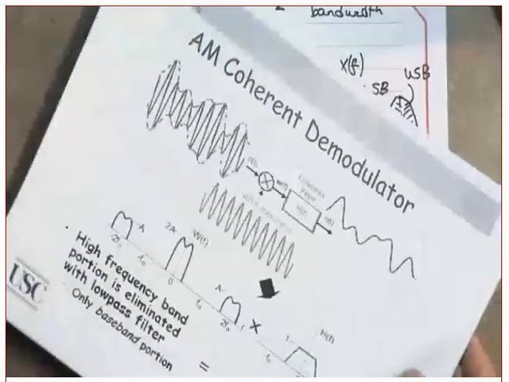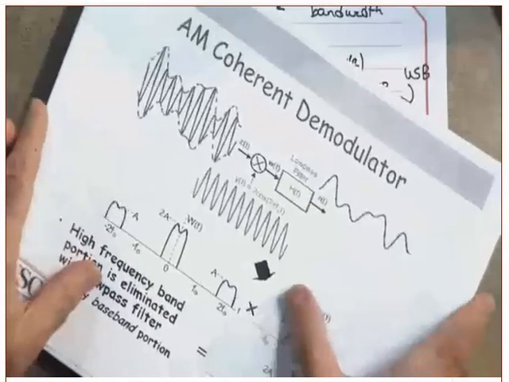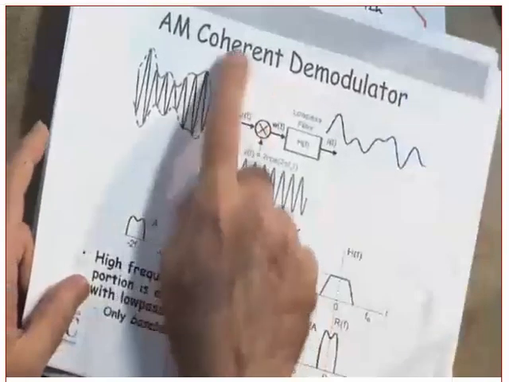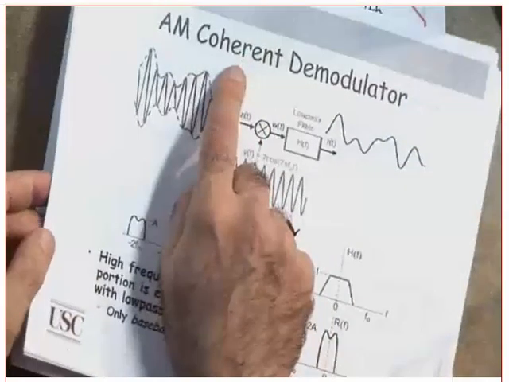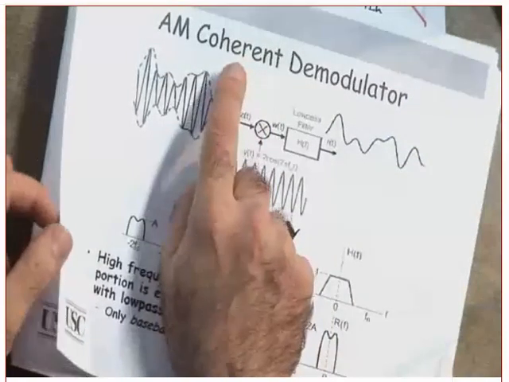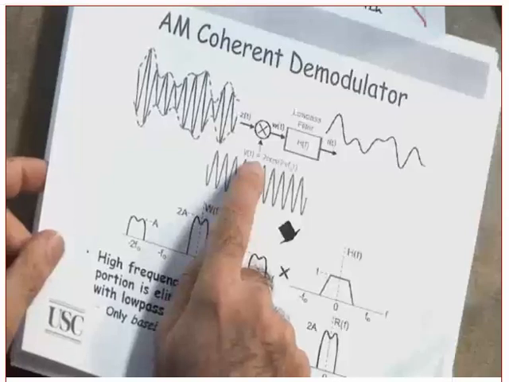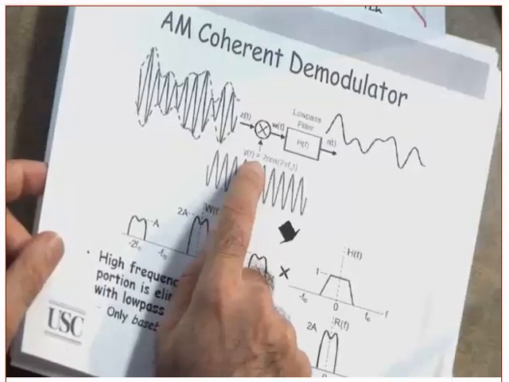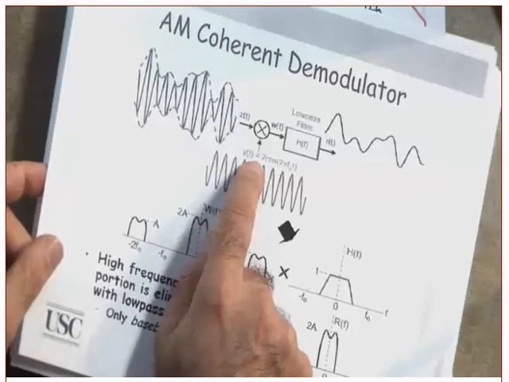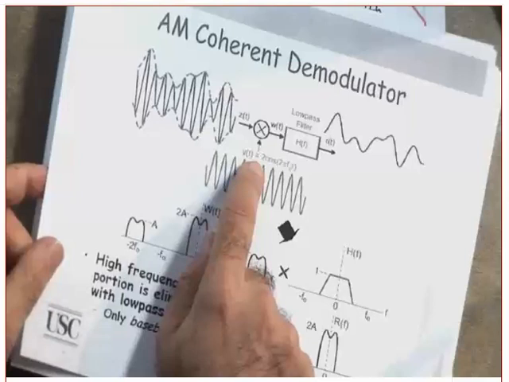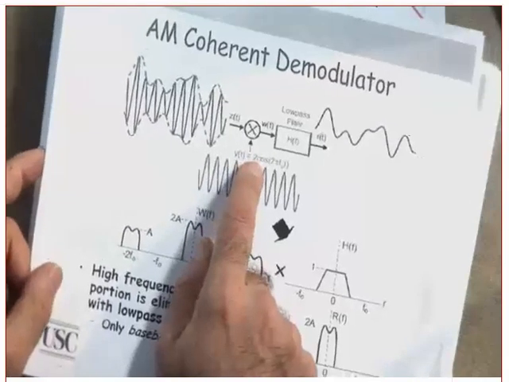We went through all of this last time. By the way, this is a coherent demodulation. What is another name? One more time. Synchronous. In what sense is it synchronous? We need to generate at the receiver a carrier signal which is synchronized with the transmitter carrier signal at both the frequency and the phase. We will see that later on.